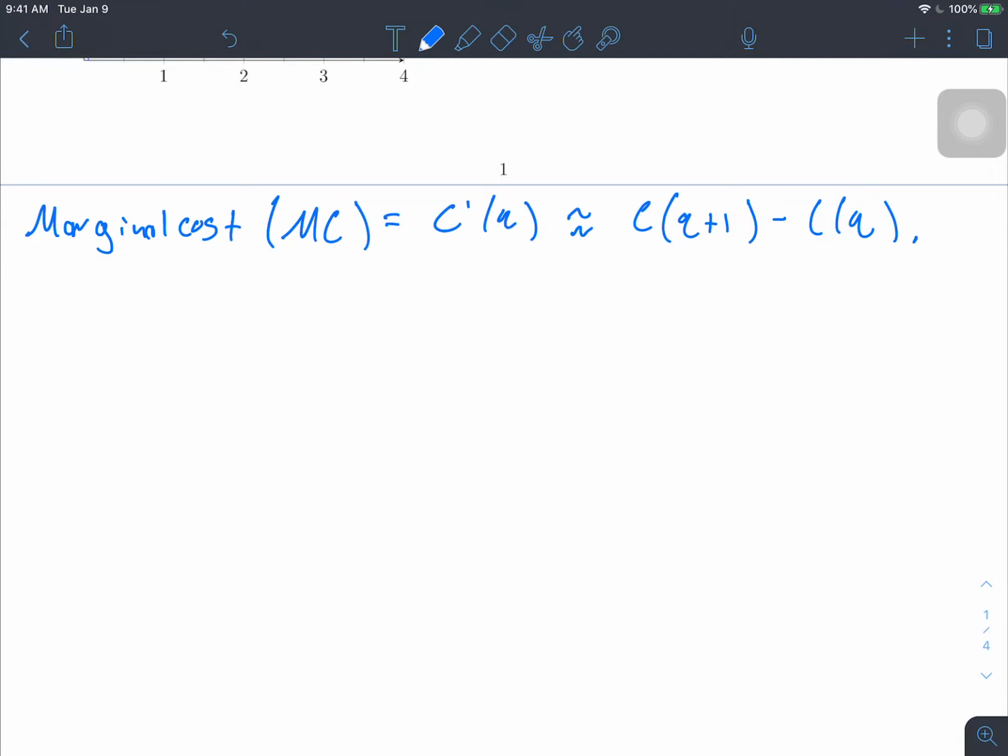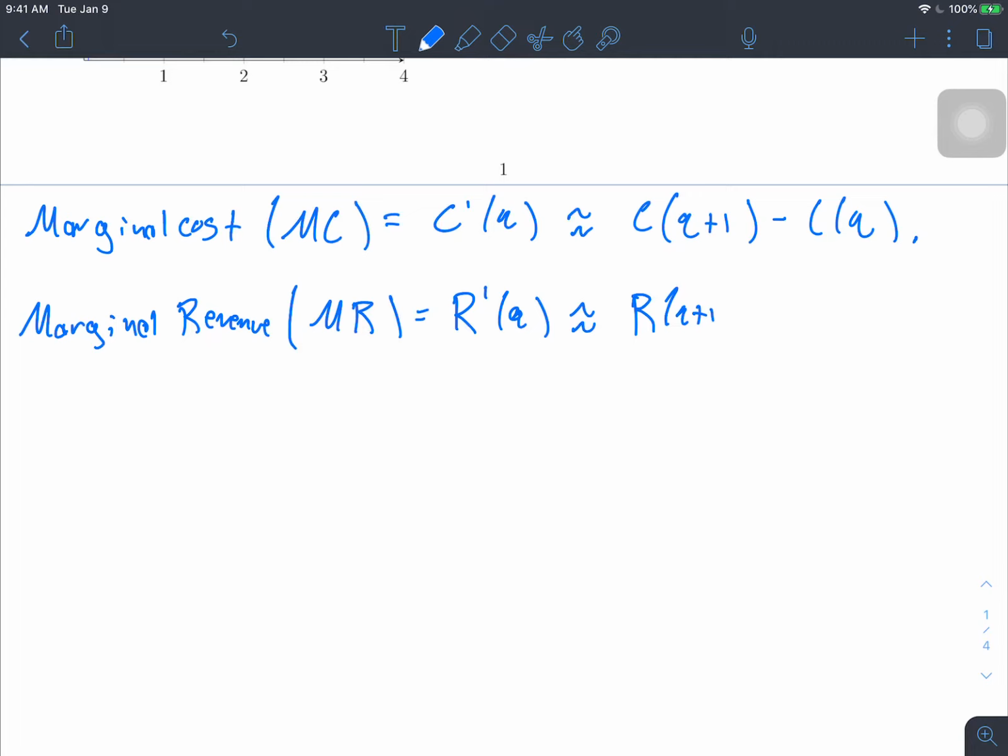All right, and marginal revenue. Sometimes we call it MR. It's going to be the same thing except with the revenue function. It's R of Q, and it is approximately equal to R of Q plus 1 minus R of Q. Okay? Very important that we have these little squiggly equal signs. That means approximately equal to. Okay? It's not going to be exact.